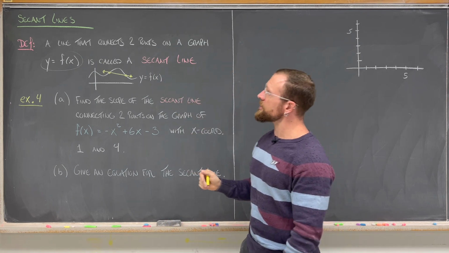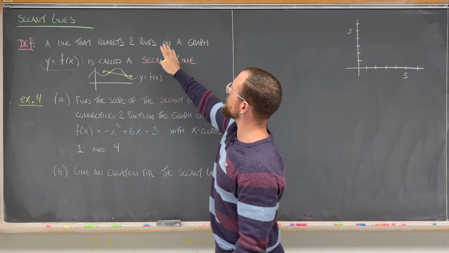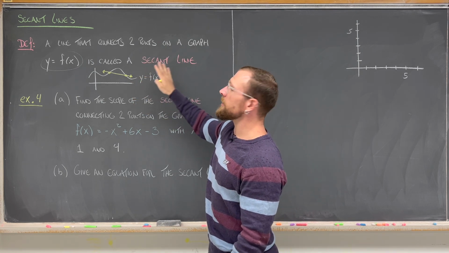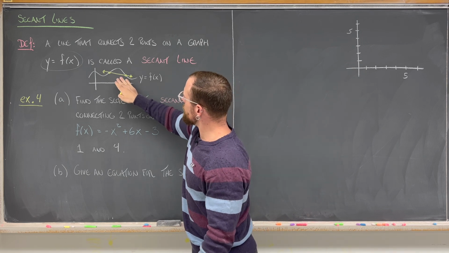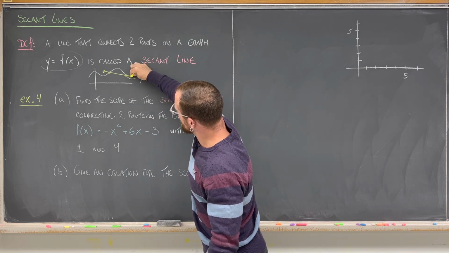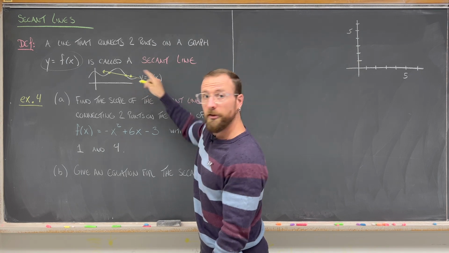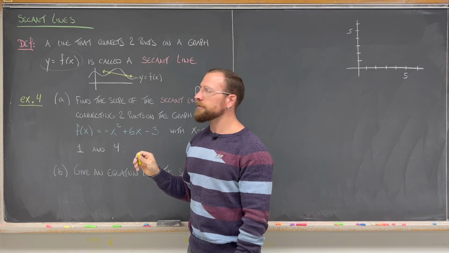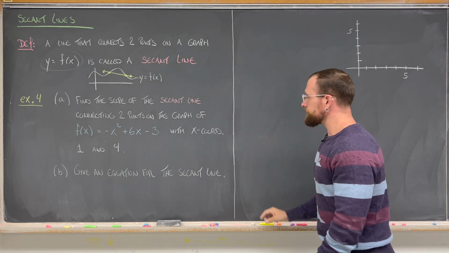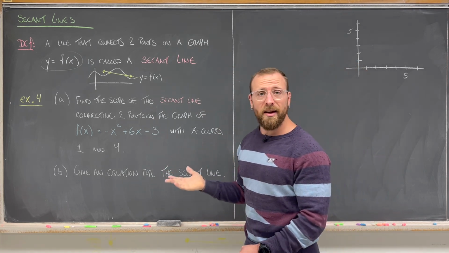If we read the definition, it says a line that connects 2 points on a graph is called a secant line. Okay? Now, you might say that, well, if you continue that line a little bit further, maybe it intersects that graph a third time. That's okay. It still connects 2 points on the graph. Okay? That's a secant line. That's all that it is.